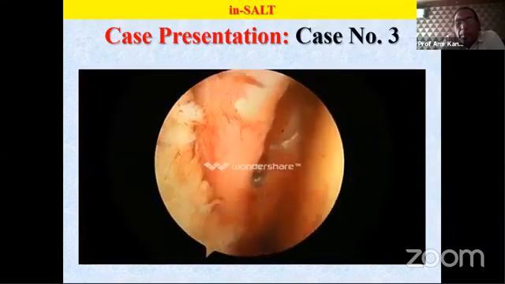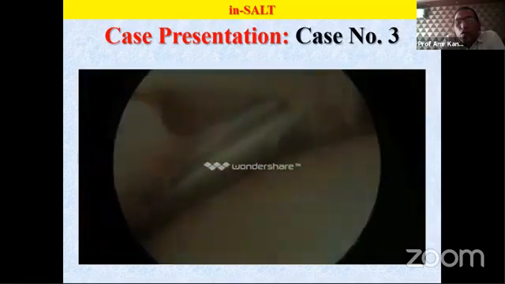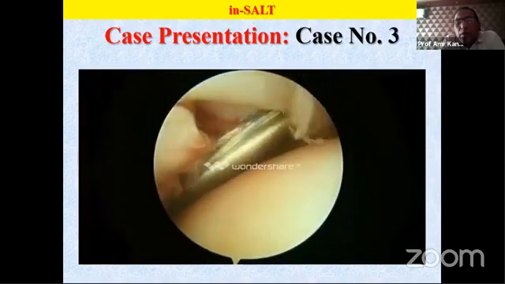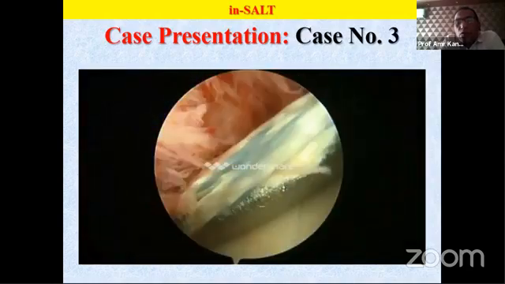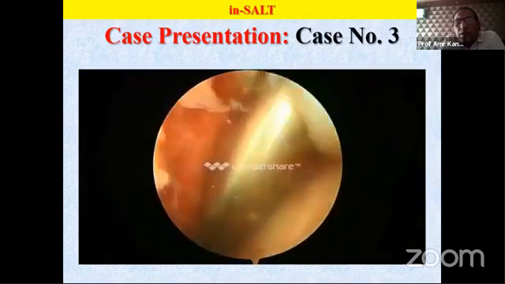This procedure, or this Bankart repair, was coupled with soft tissue tenodesis of the long head of the biceps to the upper border of the subscapularis using 2 simple stitches of non-absorbable sutures, then tenotomy.